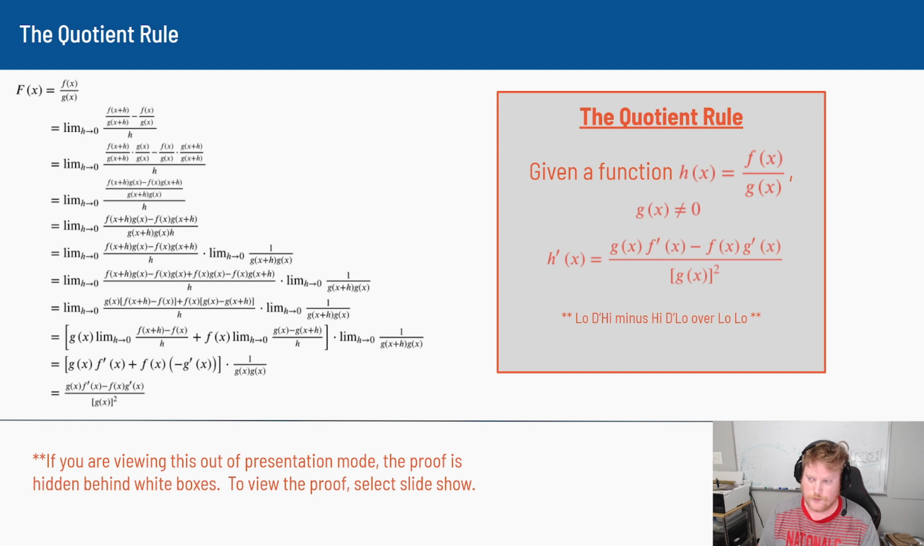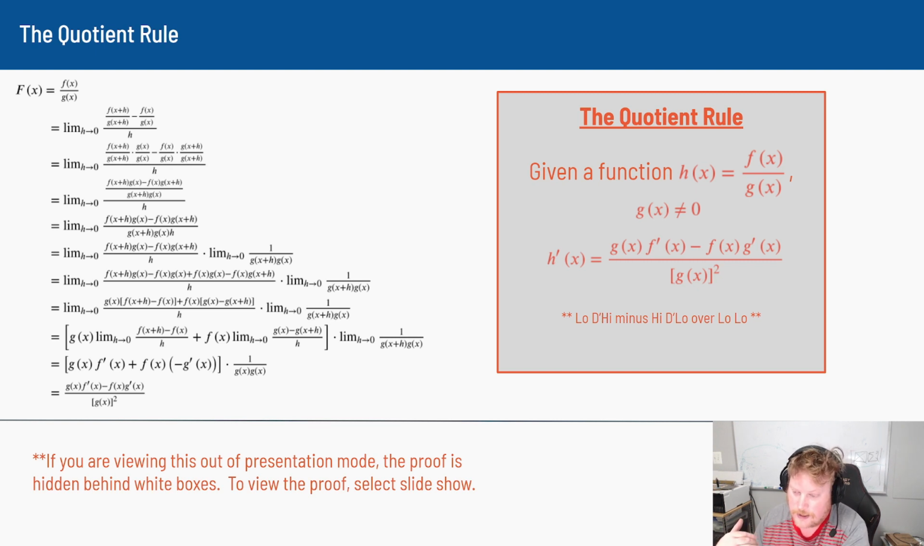But here's our rule, the quotient rule. Given a function h of x being equal to the quotient of functions f and g, provided that g is not 0, the derivative of h is g times f prime minus f times g prime over g squared.